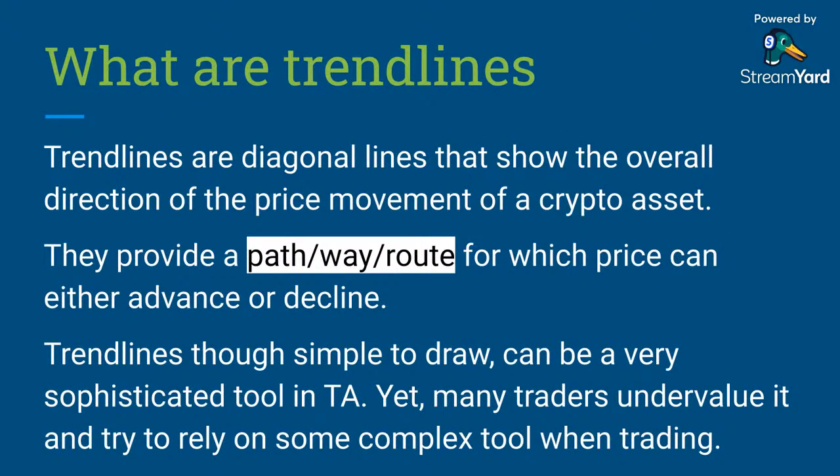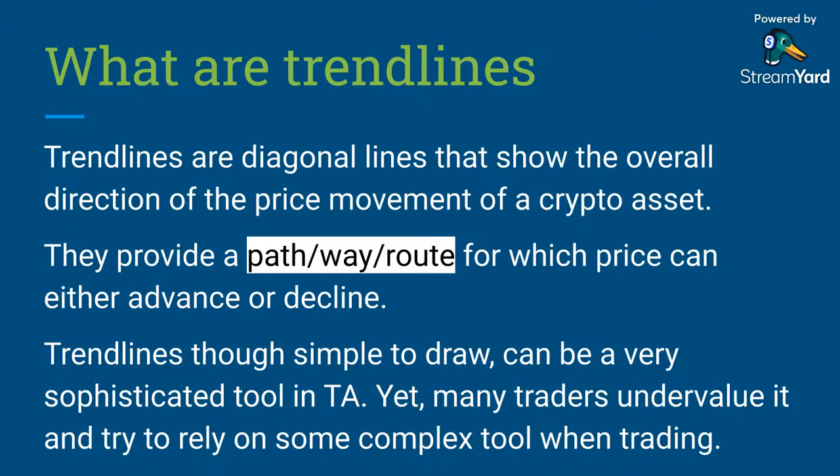All right, so what are trend lines? Trend lines are diagonal lines that show the overall direction of price movement of a crypto asset. Remember we said the price moves up or down, the market is always moving. So a trend line is a diagonal line that shows the overall direction of the price movement of a crypto asset.